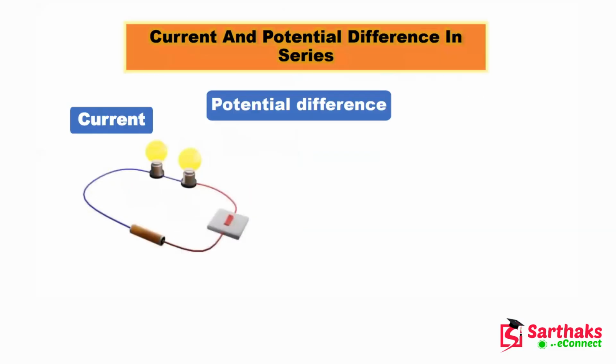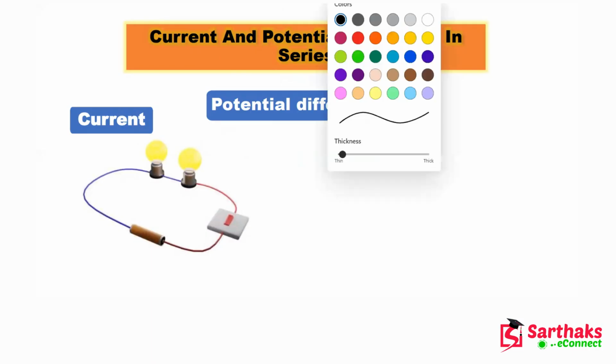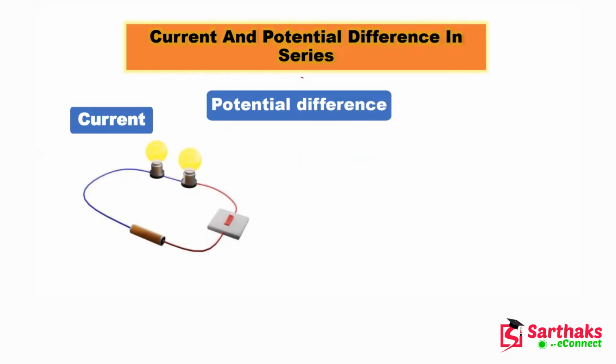Now let's move ahead to the next slide, and here we will understand current and potential difference in series. This is a series connection. Why is this a series connection? Because these cells are connected so that, if this is negative, this will be positive, this will be negative, this will be positive, this will be negative, and this will be positive. So different terminals are connected to each other. Now what is this? This is basically a switch.